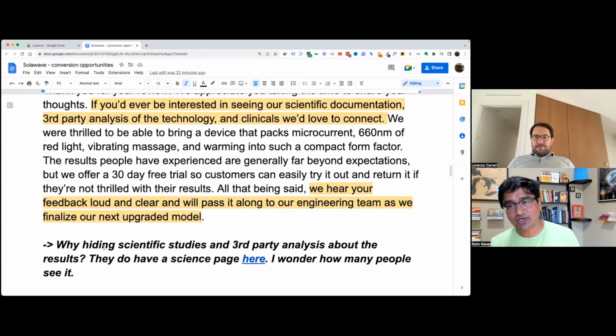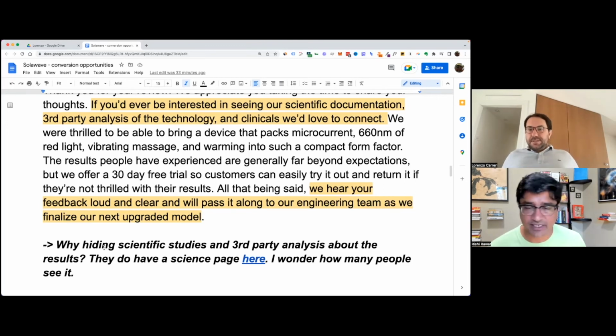And then they said, pass it along to our engineering team as we finalize our next upgraded model. This is interesting as well, because it tells me that something interesting is happening down the road. Yeah, and this actually could backfire, right? Because they won't buy this model. Yep, exactly. That's a very good point. A lot of people watch that YouTube video before making the purchase. No, I thought the loud and clear is very important, because anytime you're communicating with the buyer, you want to always make the buyer feel like you are being genuine, because the moment they don't sense you as being genuine, then they don't buy.